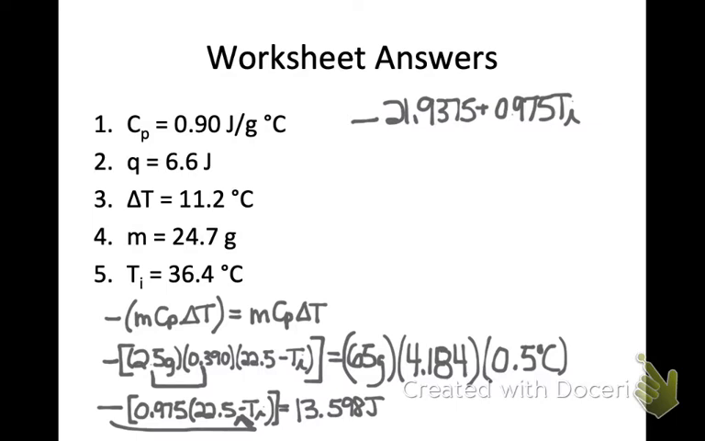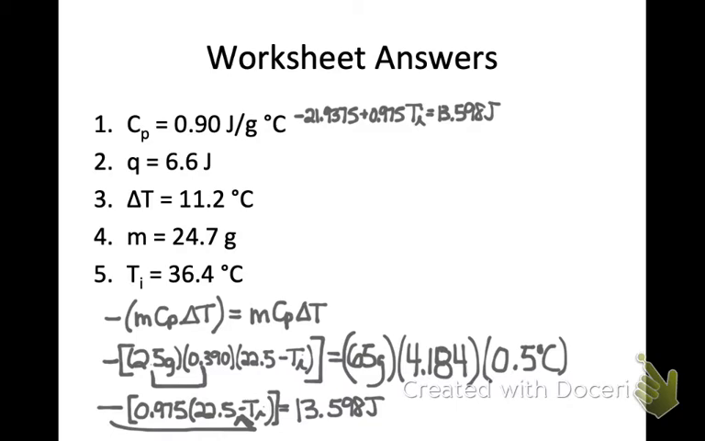Let me rewrite that. I don't have enough room, and I don't want to confuse it. So I have negative 21.9375 plus 0.975 Ti, and that's equal to the 13.598. That's just going to keep moving down.